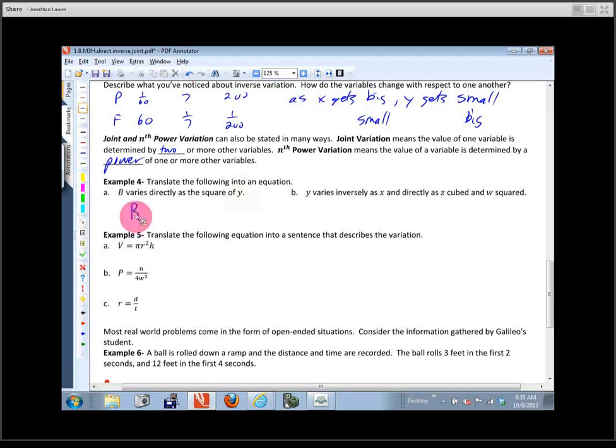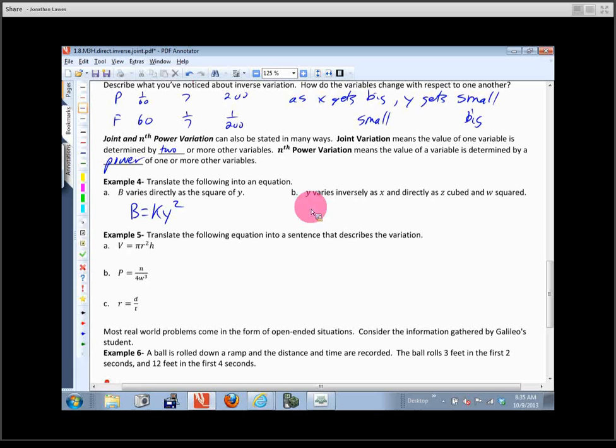So let's start with B. Varies directly, or is directly proportional. What do I need to put next? A k. As the square of y. What goes over here? y squared, directly across the equal sign. B varies directly as the square of y. That's an nth power variation.